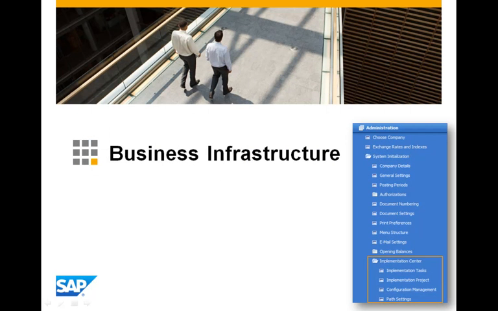Business Infrastructure focuses on SAP Business One's new Implementation Center, which is a collection of 3 main implementation functions within Business One, which includes implementation tasks, implementation projects, and configuration management, which was initially introduced in Business One Release 8.82 and is now part of the Implementation Center, but will not be covered for this session.